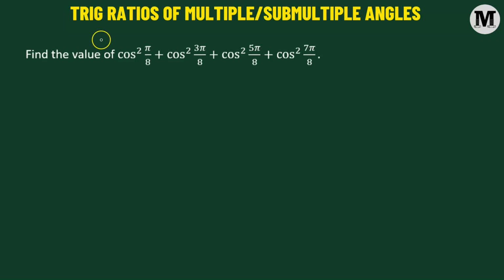Let's compute the value of the given trigonometric expression. Fine. So here we have four terms. So let's work with the third term. In the third term, we have cosine squared 5 pi over 8, but we'll consider cosine of 5 pi over 8.